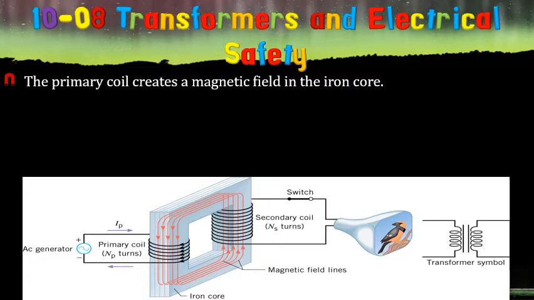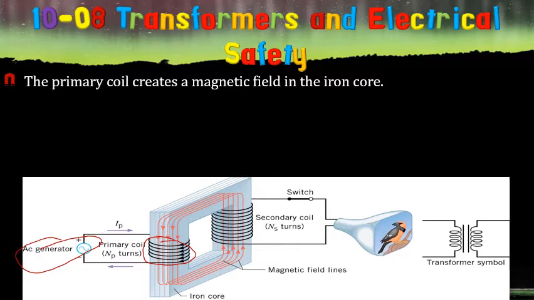The transformer has 2 coils, a primary and a secondary coil, and then it has this iron core between them. So our AC generator here produces a changing current. It has to be alternating current because we have to change the flux. So the flux is changing in this coil because the current's changing in the coil, thus creating a changing magnetic field. So we have a magnetic field created by this coil, this primary coil right here.